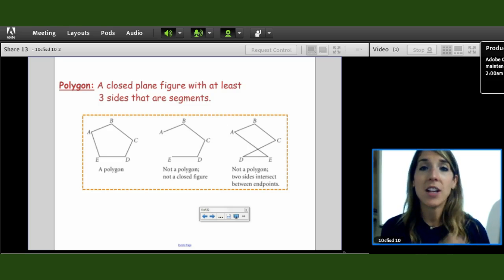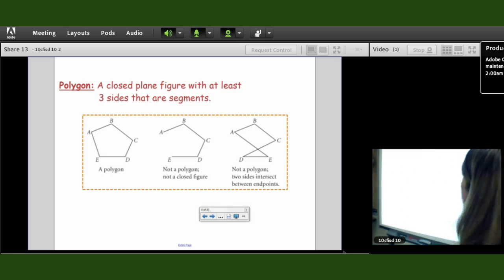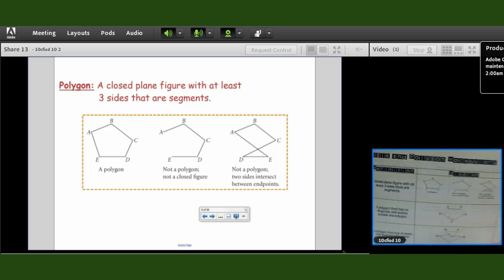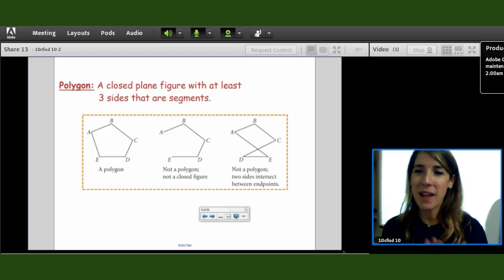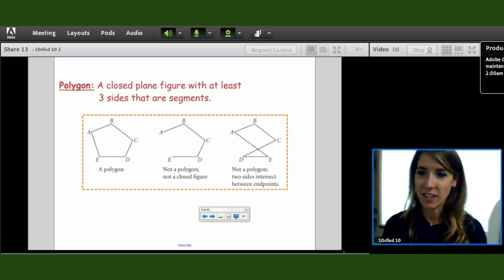So let's begin by talking about what a polygon is. Because a triangle falls under the umbrella of polygons. A polygon, and this is on your vocab sheet, you don't need to write this down in your notes. You just fill this in on your sheet. A polygon is a closed plane figure with at least 3 sides or segments. That's a big definition. Let's dissect it.